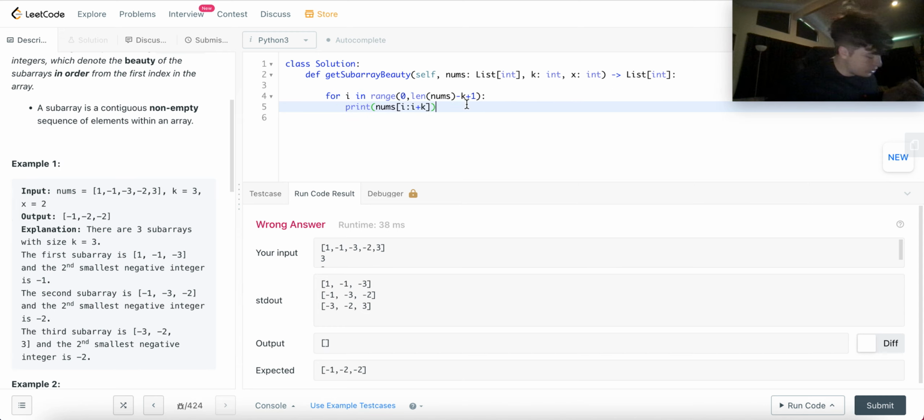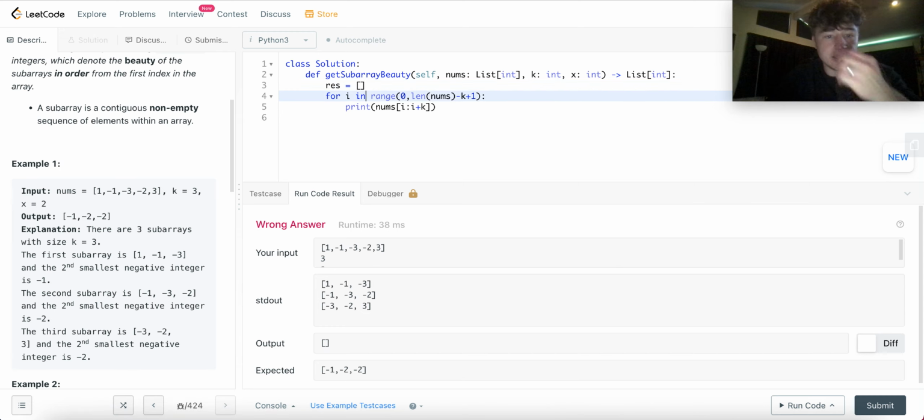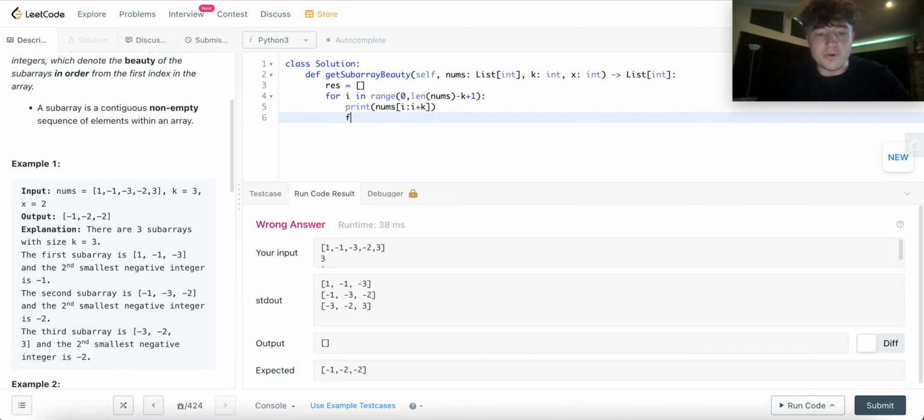So what we would have to do in order to do this is have our res array, and then look at this subarray and find the kth smallest element. So what we would do is say res append, and we would sort this array.